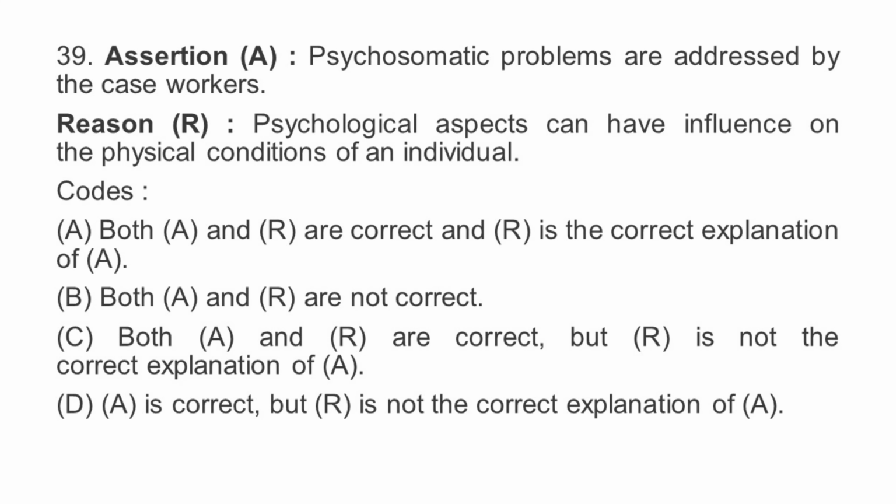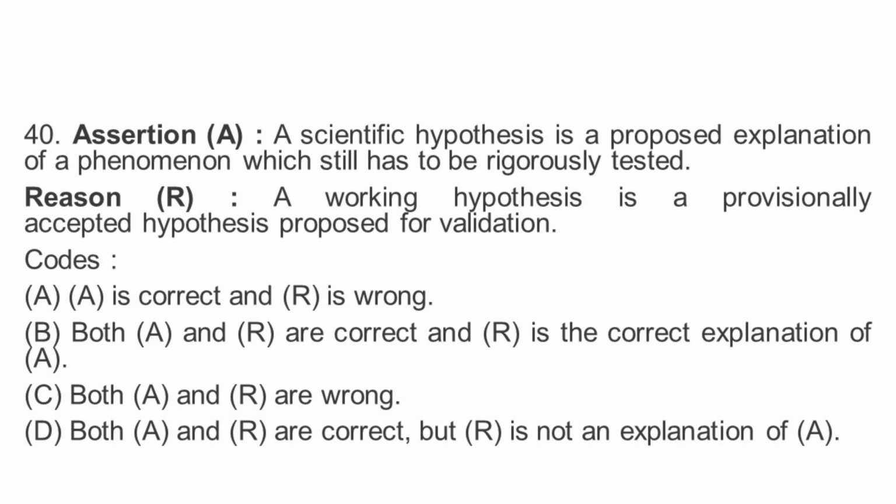So, moving on to the next question, here they have given assertion and reason. Assertion is psychosomatic problems are addressed by the caseworkers, and reason for this assertion, psychological aspects can have influence on the physical condition of an individual. So, from the code, right answer is option A. Both assertion and reason are correct, and reason is the correct explanation of assertion.